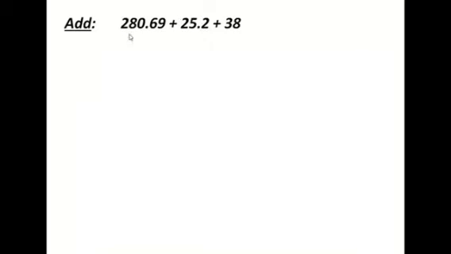Work out one more sum. 280.69 plus 25.2 plus 38. So 280.69, after the decimal there are 2 places. 25.2, here is only 1 place. 38 is a whole number. So just convert them into like decimals. So 280.69 as it is, 25.20, and 38 became 38.00. Now we will arrange them.